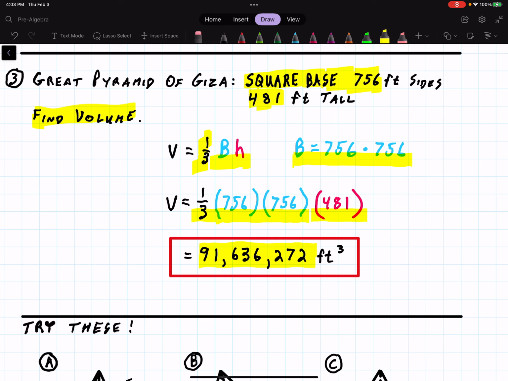And just to make that a little bit visible in your mind, imagine a volleyball encased in a box that you buy from the store. That box for that volleyball is about 1 foot by 1 foot by 1 foot, or 1 cubic foot. So imagine the Great Pyramid can hold 91,636,272 volleyballs in their boxes. That's a lot.